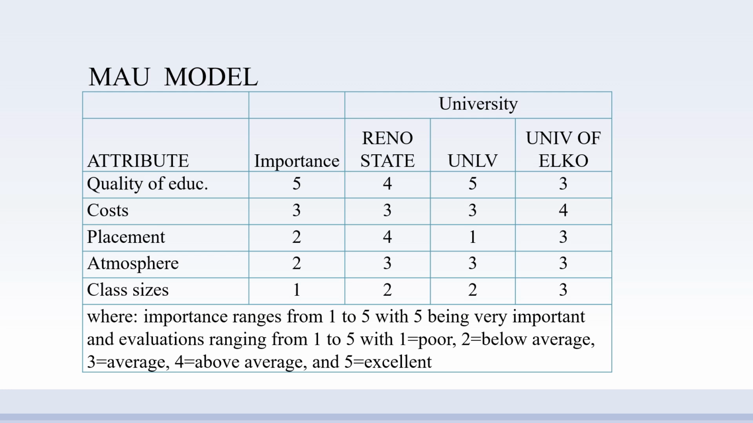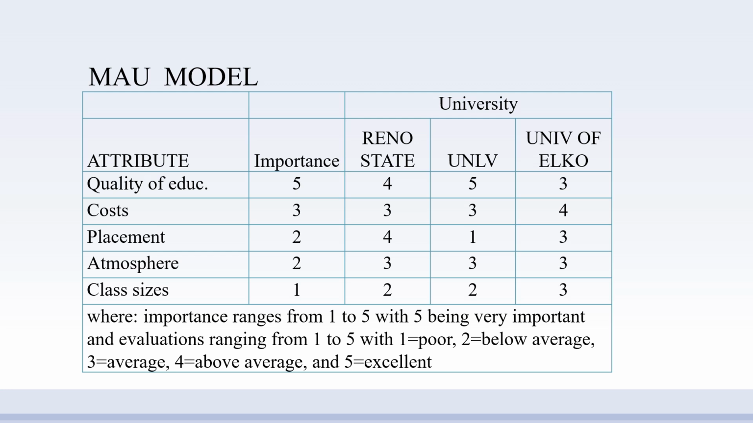We then went in and asked parents and students to evaluate these 3 universities on these 5 attributes. So take, for example, quality of education. We asked parents and students to evaluate Reno State University on the quality of education, then UNLV on the quality of education, and the University of Elko. Now we asked them to evaluate them in this way.